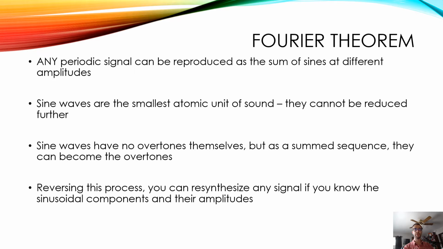Sine waves are the smallest atomic unit of sound. They cannot be reduced further, and they have no overtones in and of themselves, but as a summed sequence, they can become overtones. Reversing this process, you can resynthesize any signal if you know the sinusoidal components and their amplitudes.